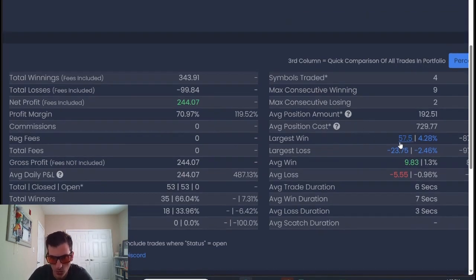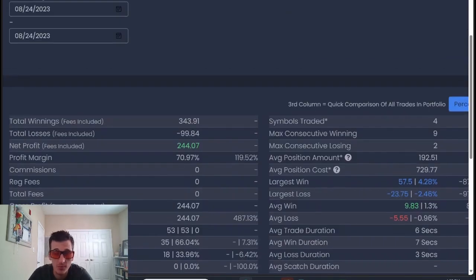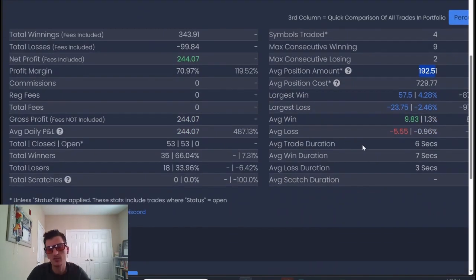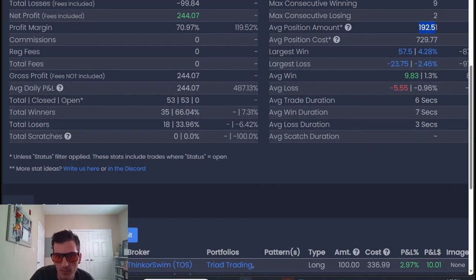We do have largest win and largest loss. Average position cost, which is the dollar amount of shares for your average position. This is your average share amount, and then your max consecutive winning and max consecutive losing. So pretty much straightforward. Your average win duration, your average loss duration.